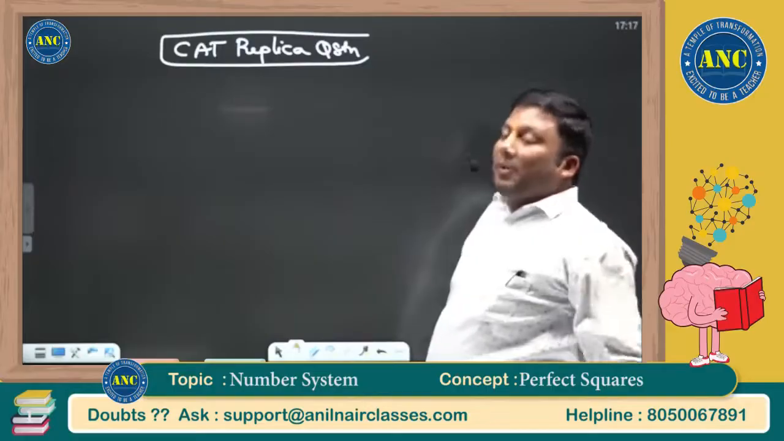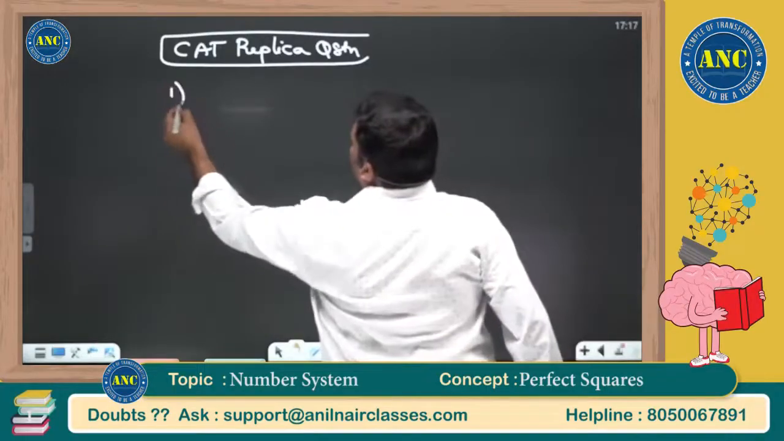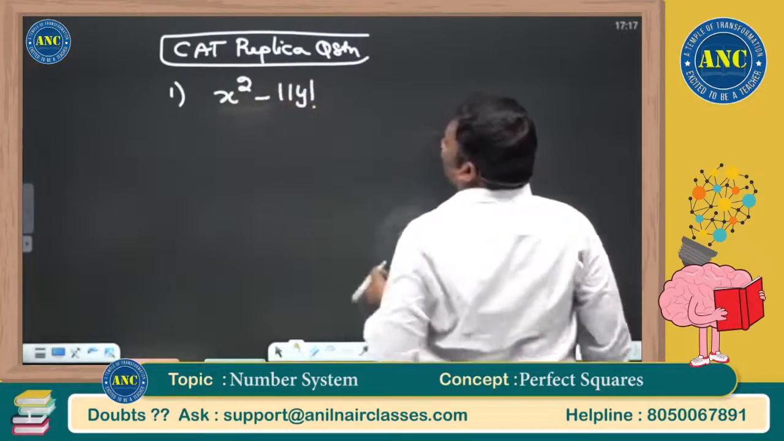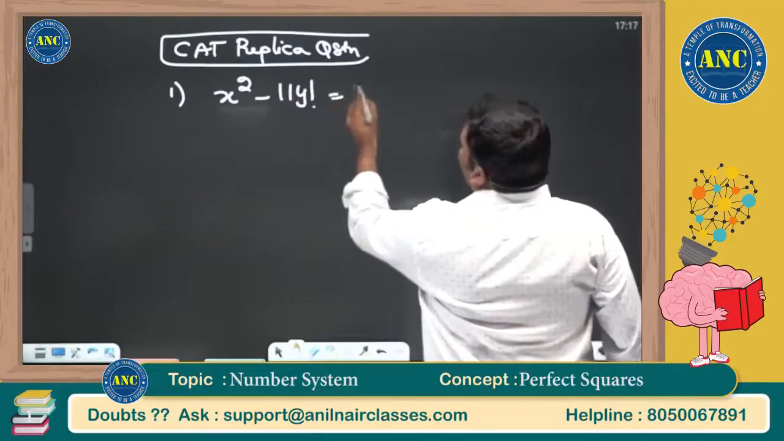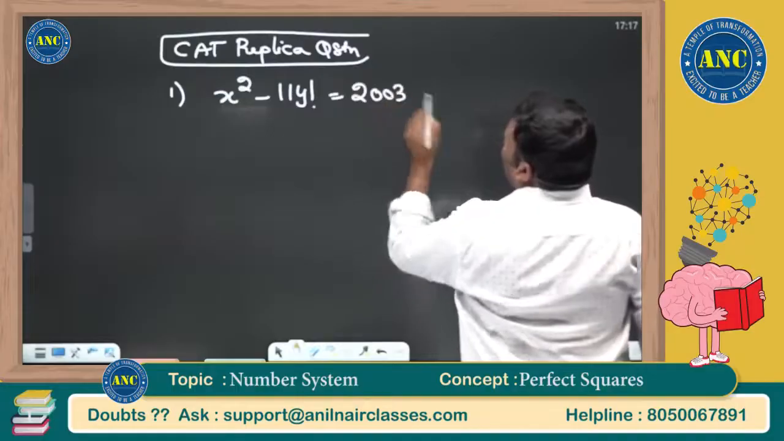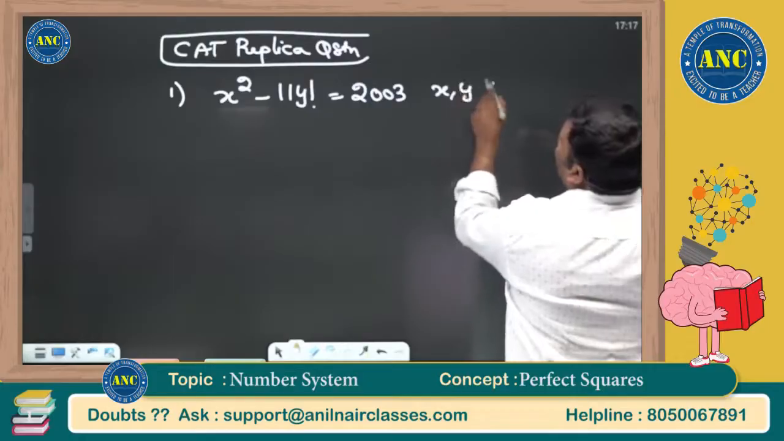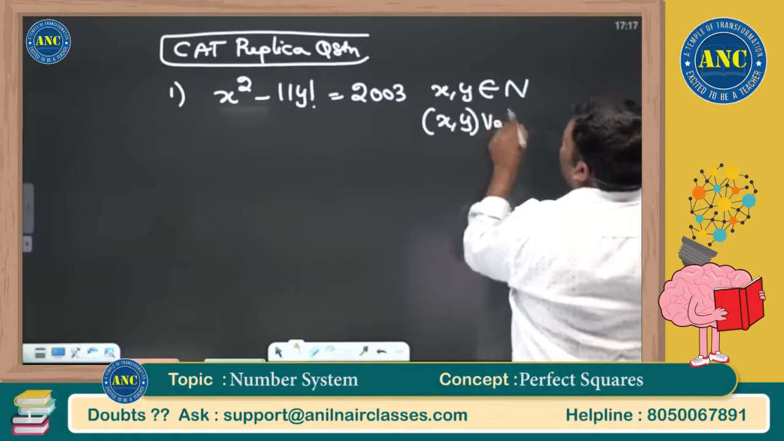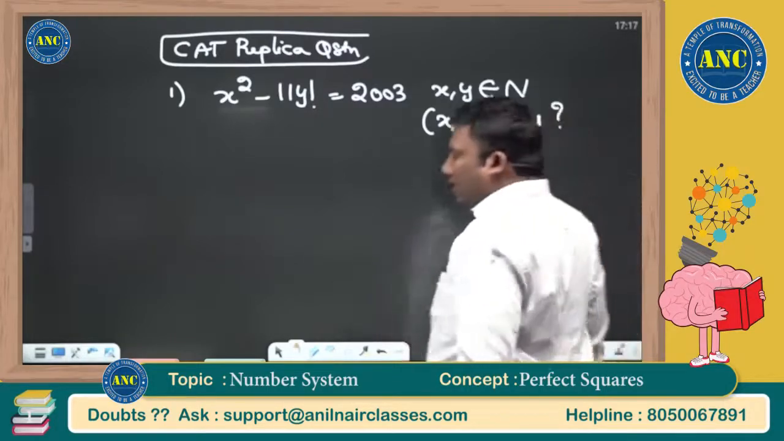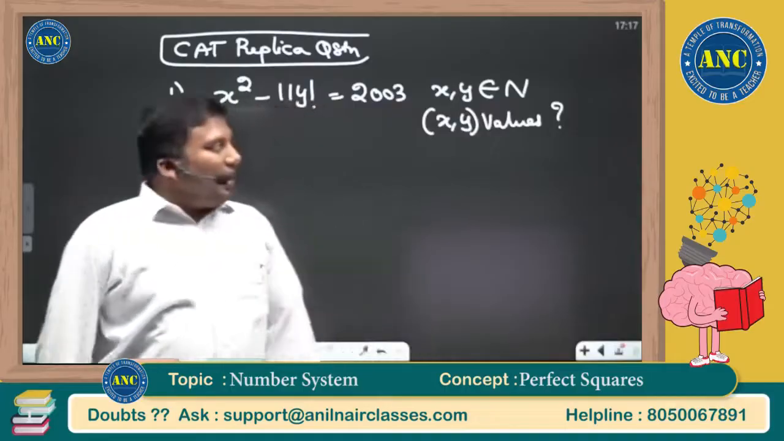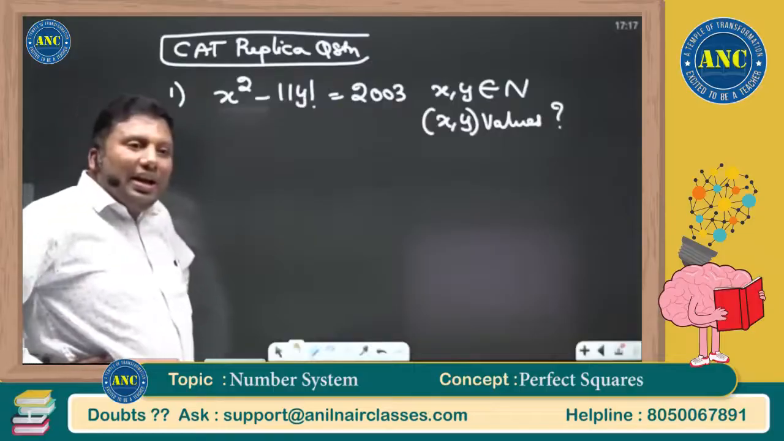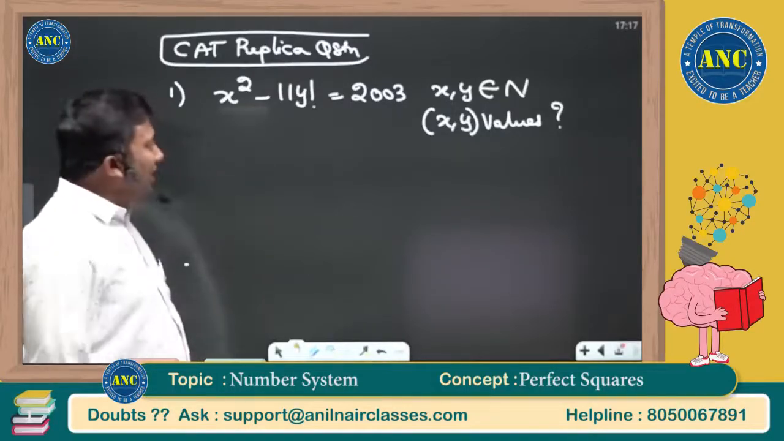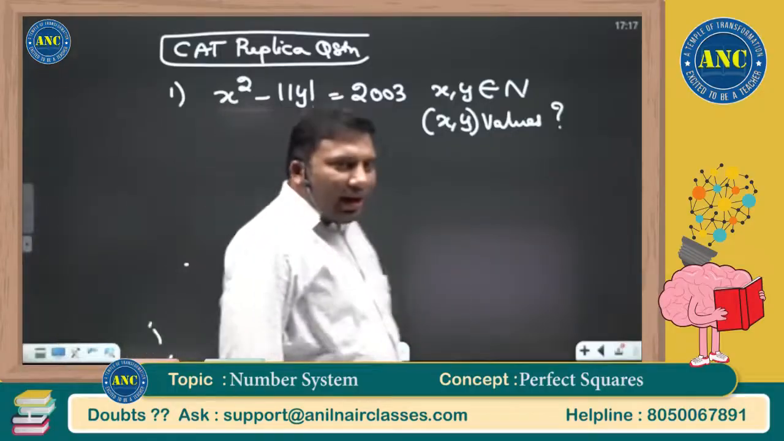To discuss this CAT replica question, I first discussed the basic question. Now you will understand how the CAT questions are developed. X square minus 11 into y factorial equals 2003. X and y are natural numbers. How many values will x, y take which will satisfy this equation?